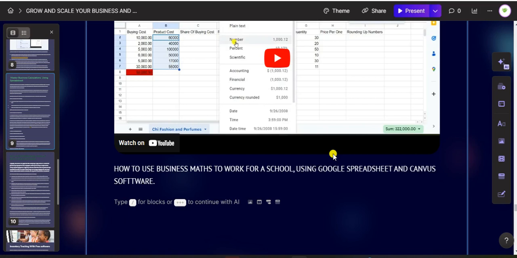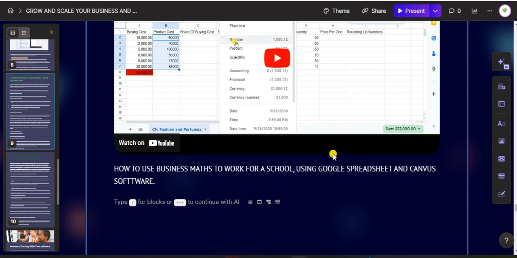Wow. All right. So here we are going to talk about how to use business maths to work for a school. We are going to use two software tools. First, Google Spreadsheet, to do the business maths or business calculation for the school. Then the second tool, which is Canva. Both Google and Canva are cloud based. All you need to do is sign up, log in and start doing your stuff.